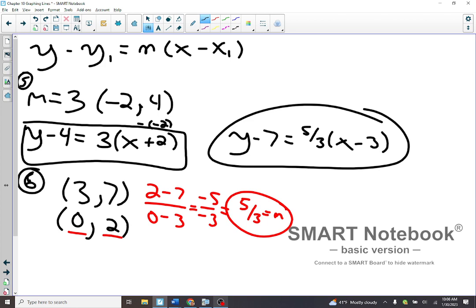5/3 x minus 3. That'll be it for that one. I don't need you to put it back into y, because you're just finding m, and then it's going to tell you to put it into that, basically.